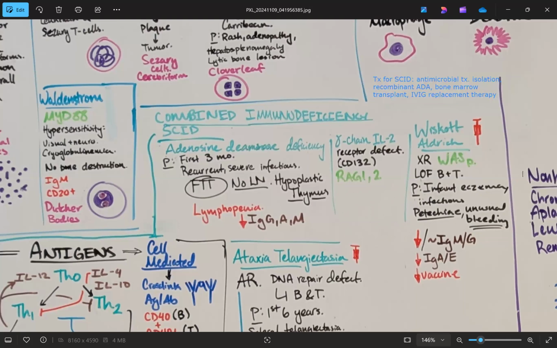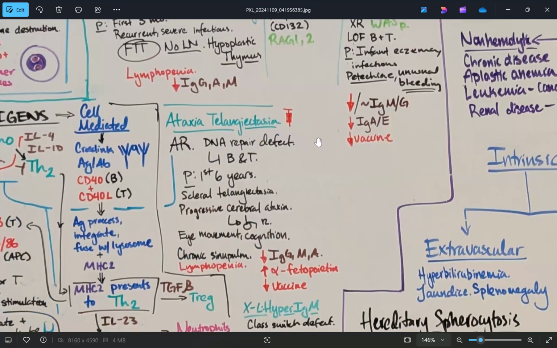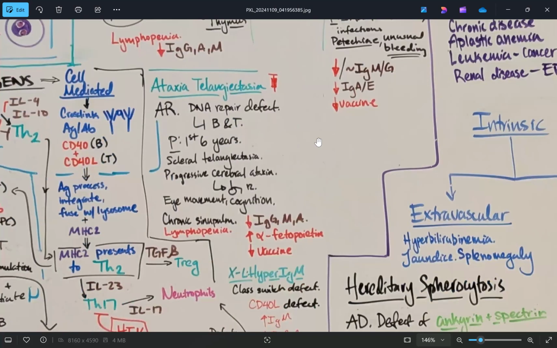The next disease that also has decreased vaccine response, very fittingly next to it, is ataxia telangiectasia. It is an autosomal recessive disease where you have a DNA repair deficit and therefore decreased B and T cells because they can't repair their DNA. You'll generally have symptoms presenting in your first 6 years of life, where you have scleral telangiectasia, progressive cerebral ataxia, which will eventually lead to being wheelchair bound at 12, and then also eye movement and cognition deficits, and chronic sinopulmonary infections.